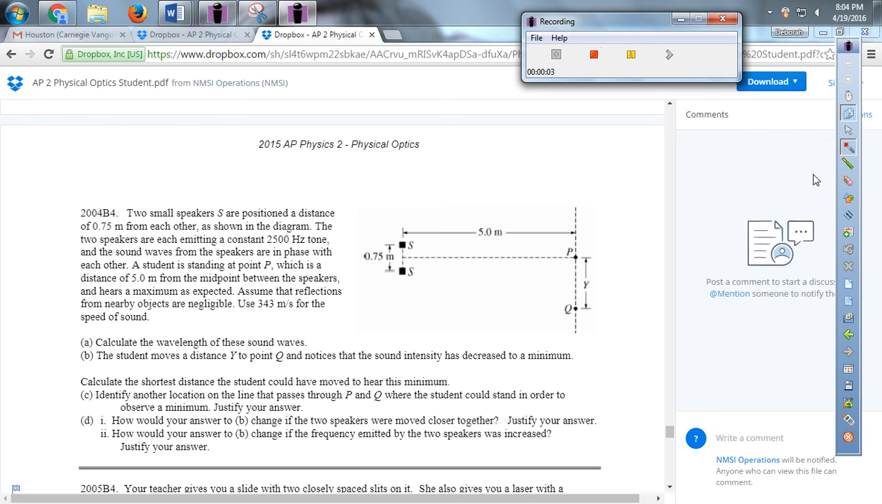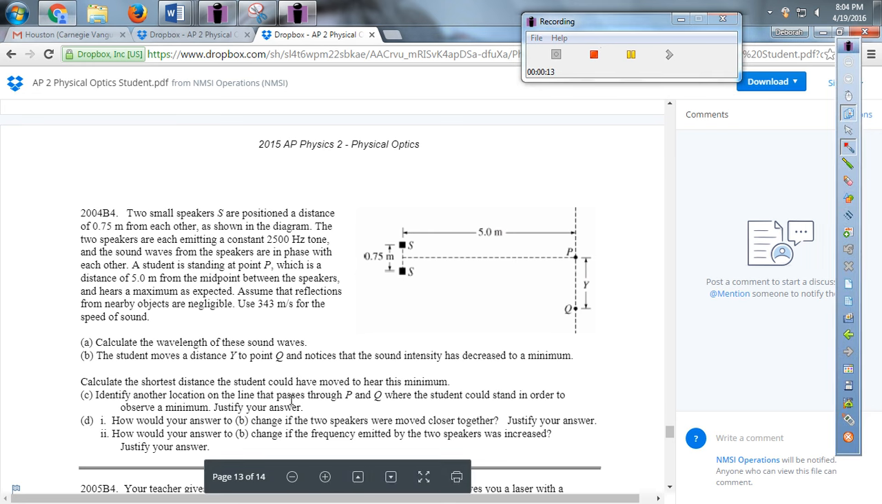Okay, so now they want us to do some more interference, but they want us to use some speakers, which is a little different for us, but that's okay. It's still waves. We can handle it. No big deal. All right, so let's see where we are.